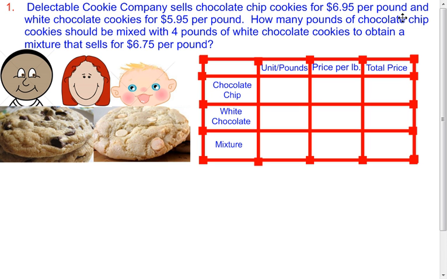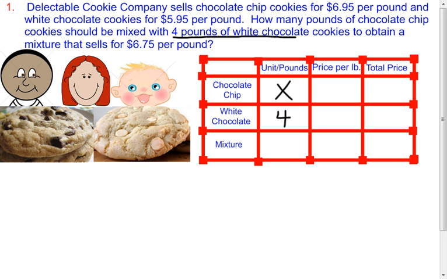The question is how many pounds of chocolate chip cookies should we mix? I'm going to put my x right there. You could use whatever variable you wanted, but I'm going to use x because I want to know how many pounds of chocolate chip cookies. What I know is that I'm going to mix that with 4 pounds of white chocolate, and then mix them together. So I'm going to add the chocolate chip with the white chocolate to get my mixture.